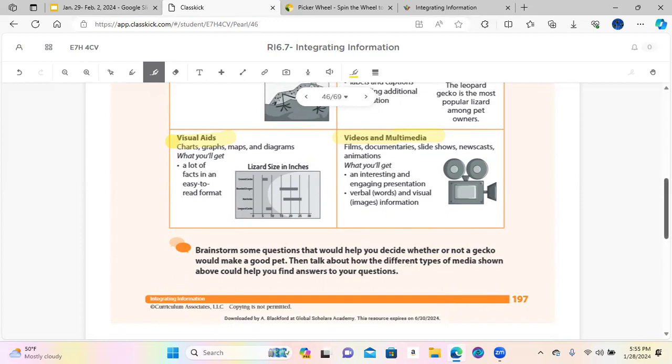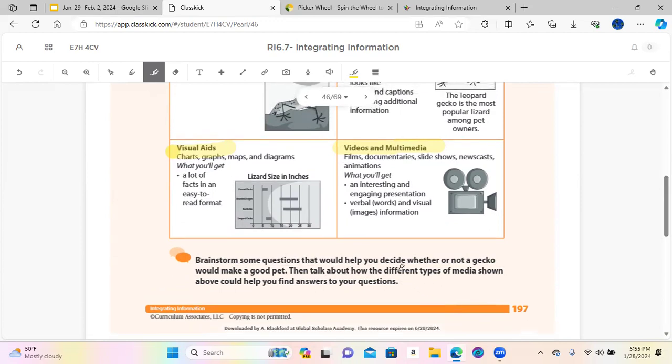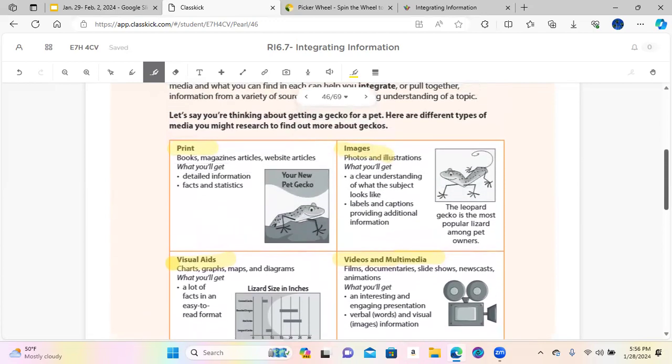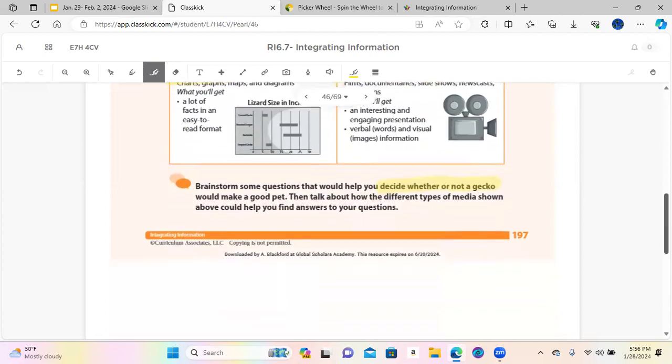All right, so some questions that you could brainstorm to decide whether a gecko is a good pet. You could brainstorm, would you be able to feed this pet the correct type of pet food? Would this pet be able to stay in a cage or closed area? Would you have enough time to take care of this pet? Is this a pet that can stay indoors? So there are different questions you may ask.